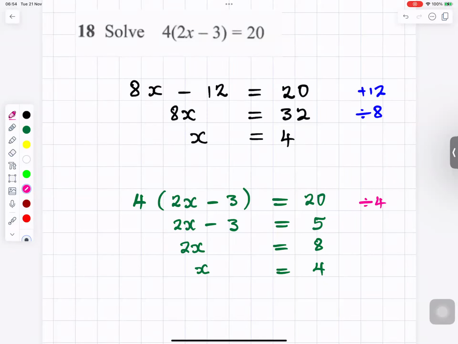Divide by 4. After that, I add 3. After that, divide by 2.